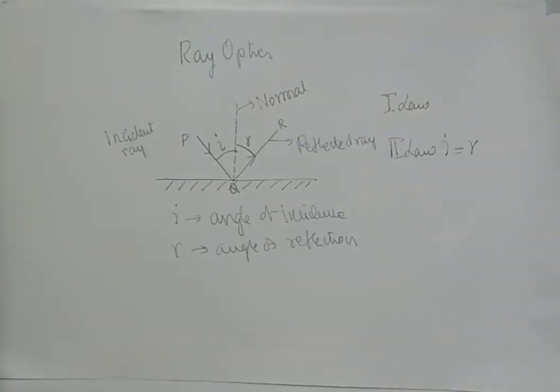Whatever the reflection may be, it is always governed by these two laws. Once again, we recap the first and second laws. The first law tells us the incident ray, the reflected ray, and the normal drawn at the point of incidence all lie in the same plane. The second law tells us the angle of incidence is equal to the angle of reflection. And using this, we learn many more things regarding ray optics in due course.